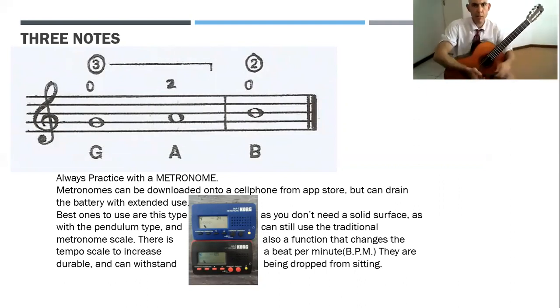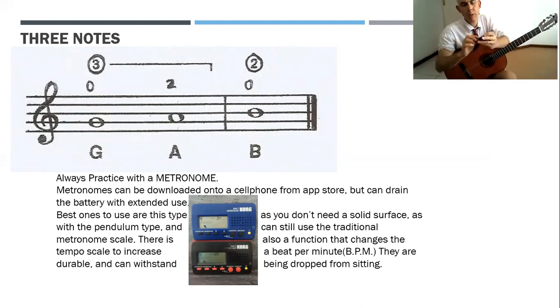Always practice with the metronome. Metronomes can be downloaded onto a cell phone from an app store but can drain your battery with extended use. The best ones to use are this type, as you don't need a solid surface as with the pendulum type, and they can still use a traditional metronome scale. There is also a function that changes the tempo to increase a beat per minute, BPM. They are durable and can withstand being dropped.